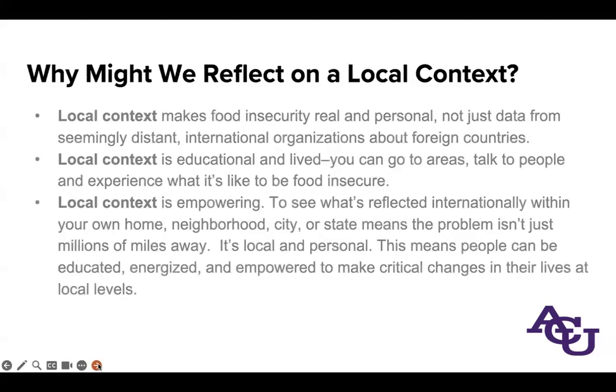If we move on to the next slide, why might we reflect on food insecurity in a local context? Why local? Well, first, a local context makes food insecurity real. It makes it personal. It's not just photos of people starving in foreign countries. It's right in our neighborhoods. It's not just data. It's real when we look at it locally. Second, if we look at it from a local context, it becomes educational. It becomes something that you can live.